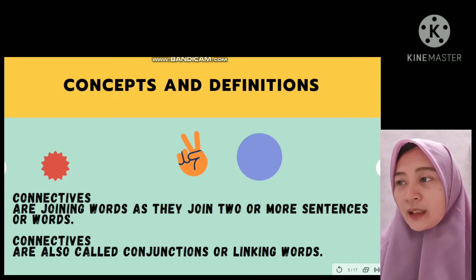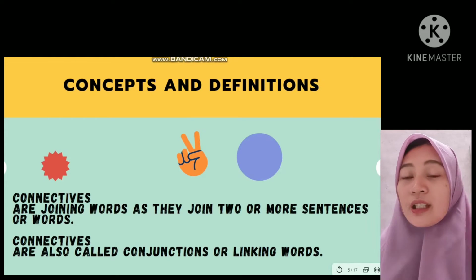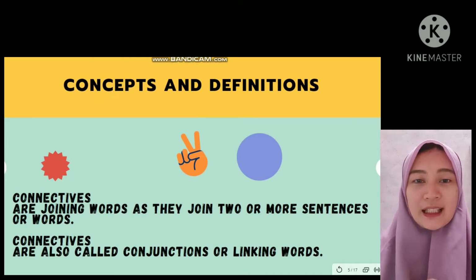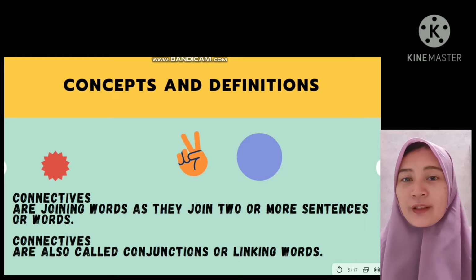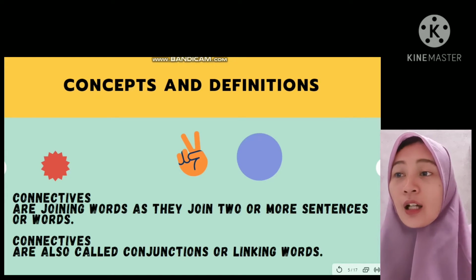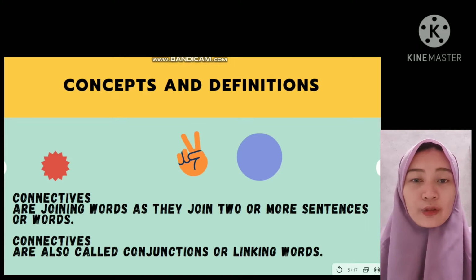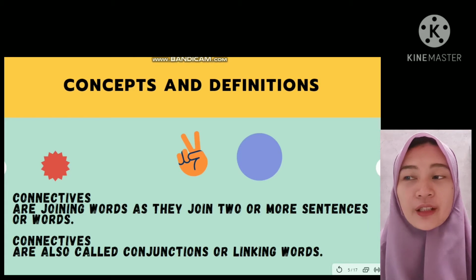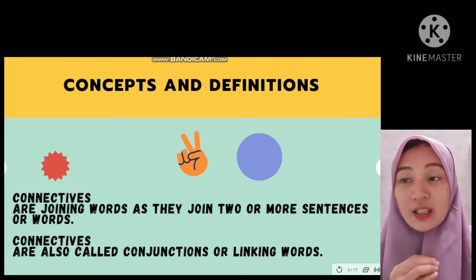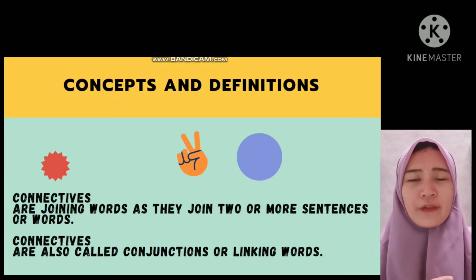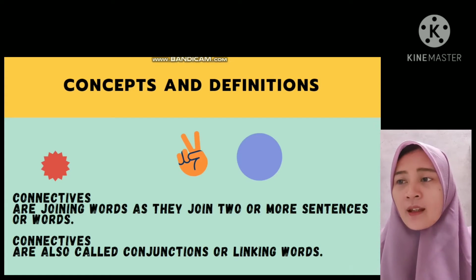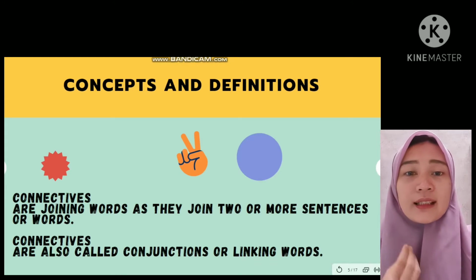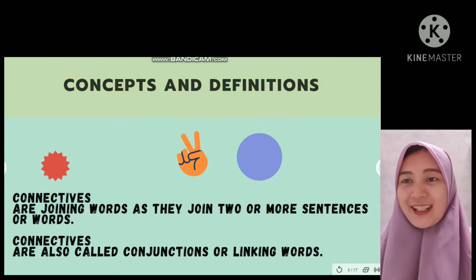The definition of connectives is joining words, because they join two or more sentences or words. So the purpose of using connectives is to join or to link two sentences or words or phrases. And other names for connectives are conjunctions or linking words. So if you find any terms that are conjunctions or linking words, they are actually similar to connectives.